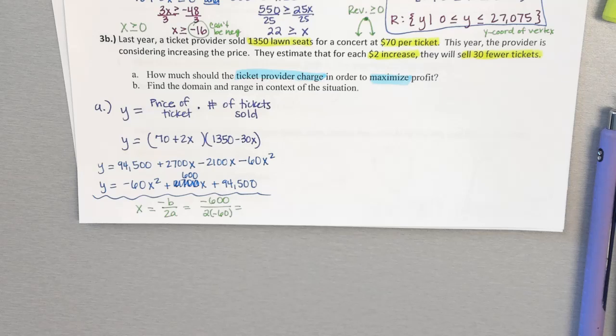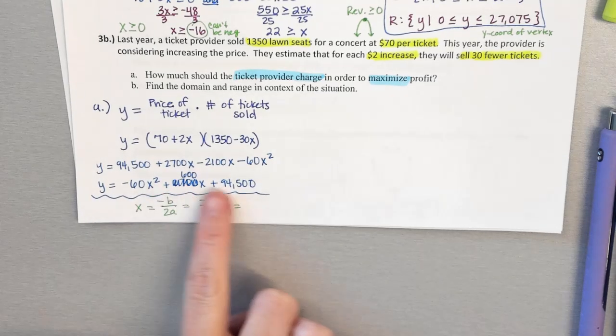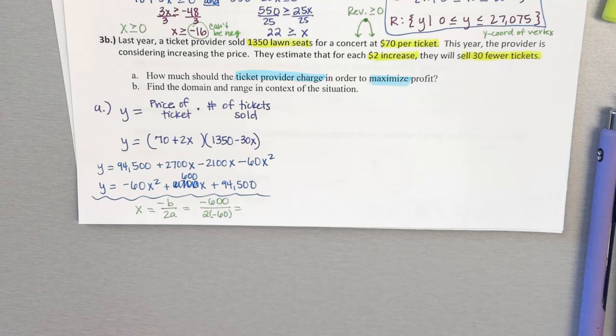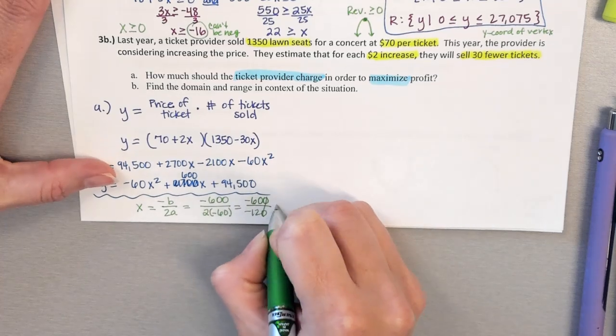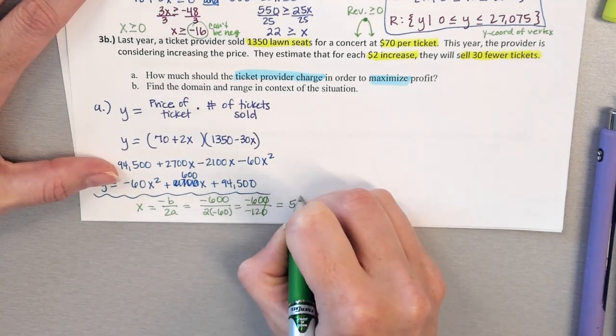Okay, good work. Do you guys have any questions about getting this? About foiling and getting that value? All right, then we can simplify. So 60 divided by 12, that's just 5.